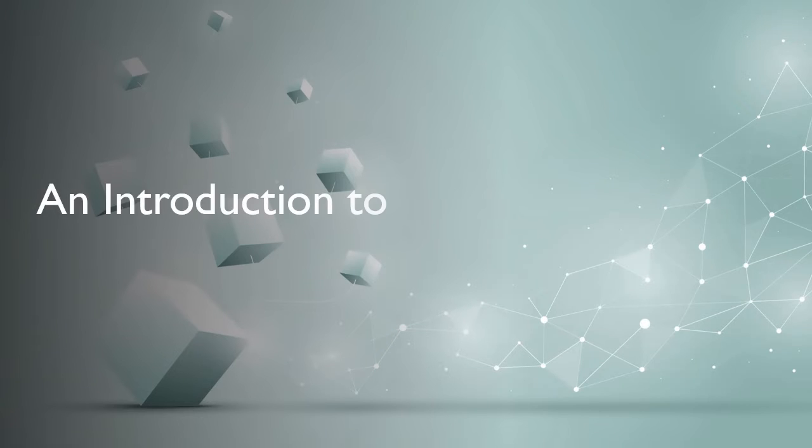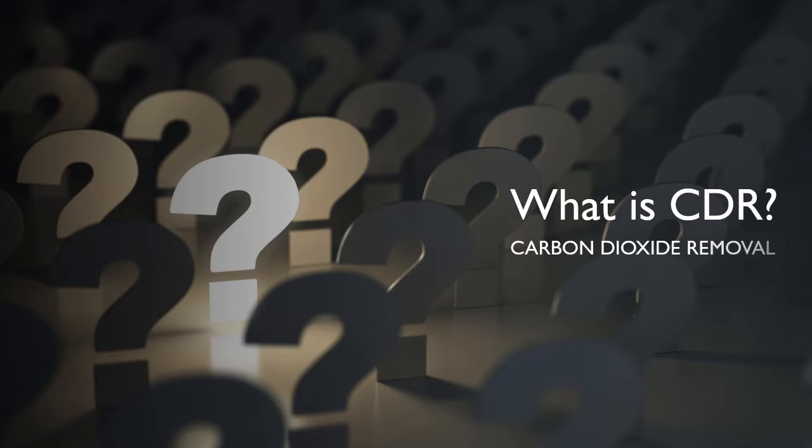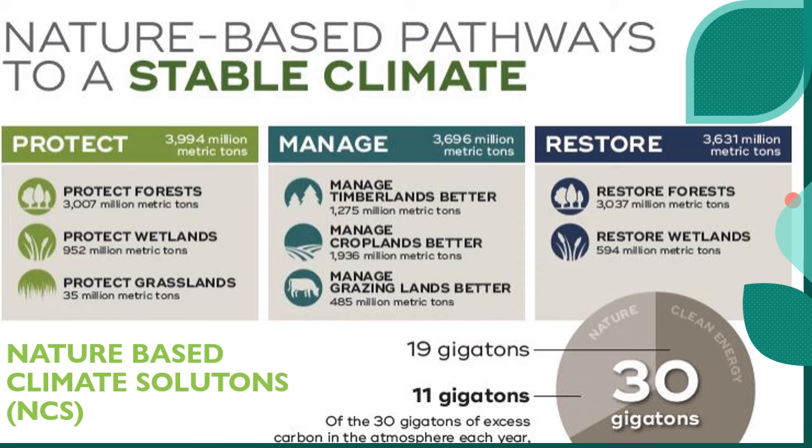Today I'll be introducing you to CDR. CDR stands for carbon dioxide removal, which falls into three categories: natural climate solutions, or NCS. NCS involves leveraging naturally occurring phenomena to remove and sequester carbon. This includes things like planting trees.